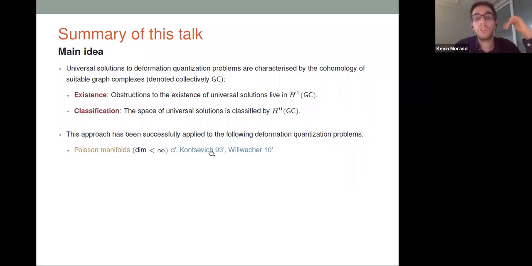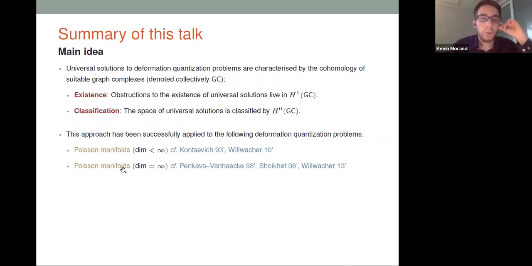In fact, this is the original approach followed by Kontsevich. When he stated the formality conjecture, he used precisely this kind of argument coming from graph complexity. This has later been built upon by Willwacher. Also, this can be applied to understand the obstruction to quantization in infinite dimension.